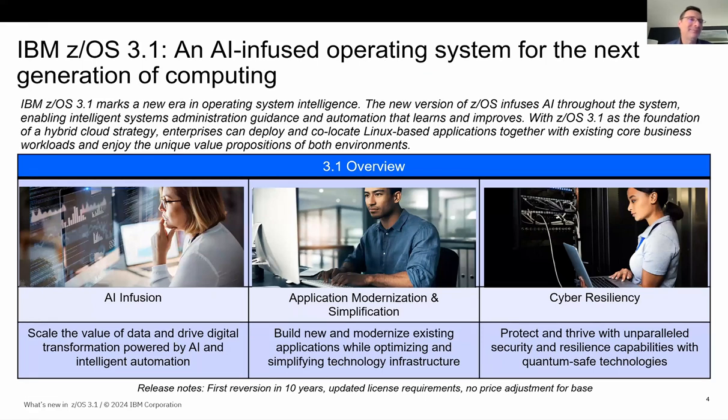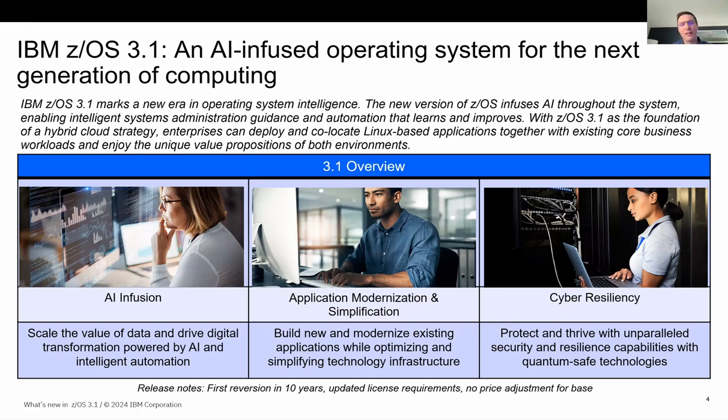When we design a new release of zOS many years prior to its actual GA, we try to find the major areas of attention that we want to focus on the release. What are the heavy areas that we need to make sure we have a comprehensive set of functions around? And you'll see that AI infusion, application modernization and simplification, and cyber resiliency are three themes you'll see throughout this presentation.